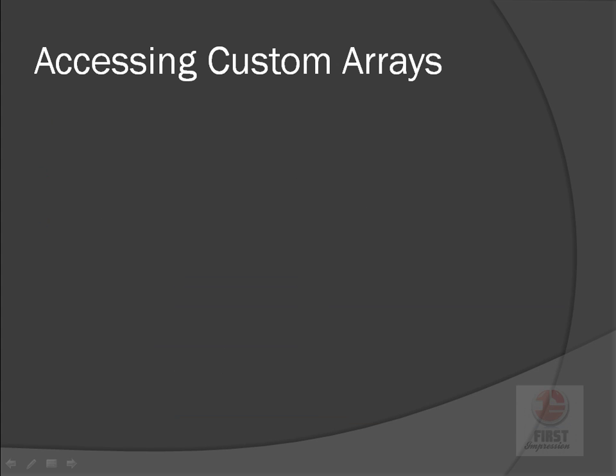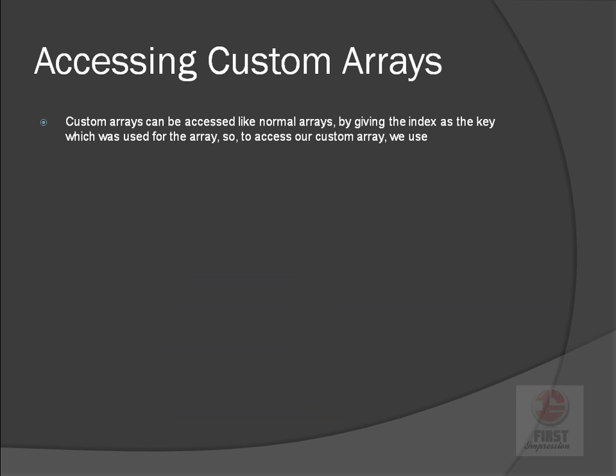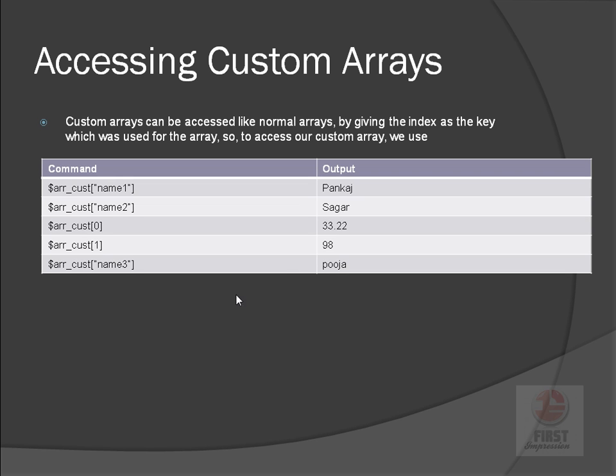Okay. Now to access the custom index based arrays, we can access it by giving the key as the index of the array. So if I say ARR cust in bracket in double quotes name1, this name1 was the key having the value Pankaj. So this will give me the output Pankaj. If I write ARR cust name2, it will give me the output Sagar. ARR cust 0 will give me the output 33.22. ARR cust 1 will give me the output 98. And ARR cust name3 will give me the output Pooja.